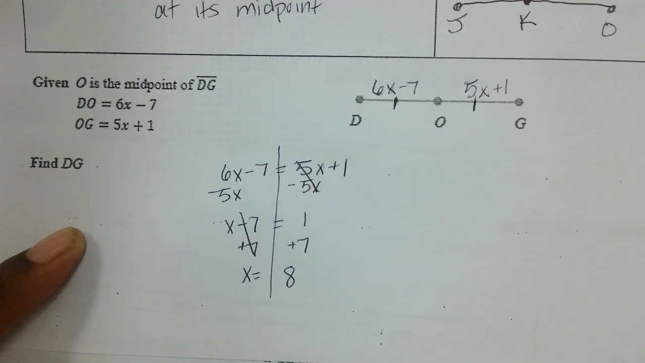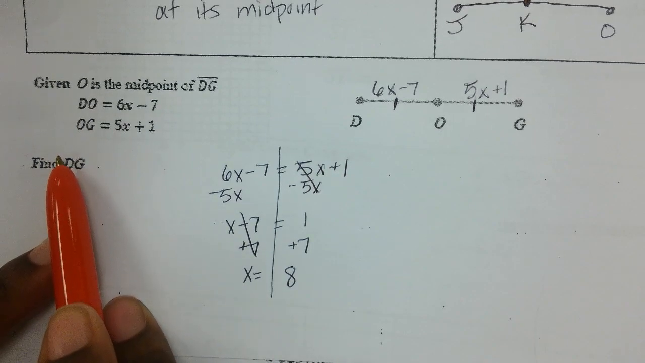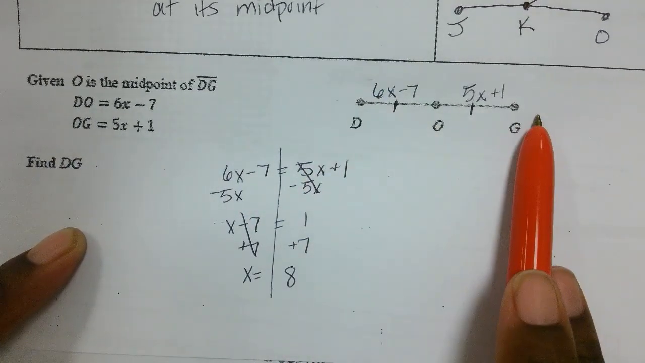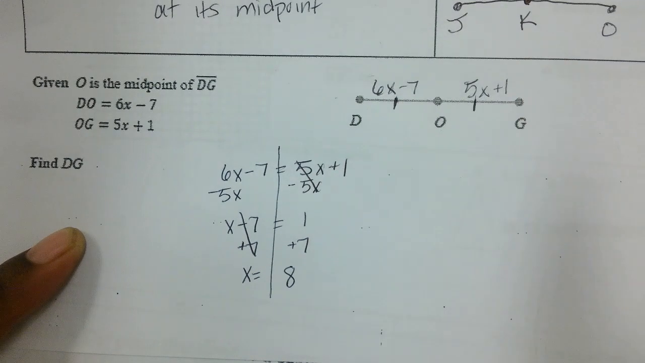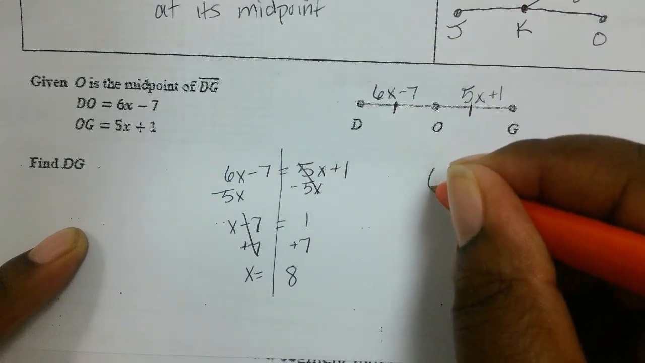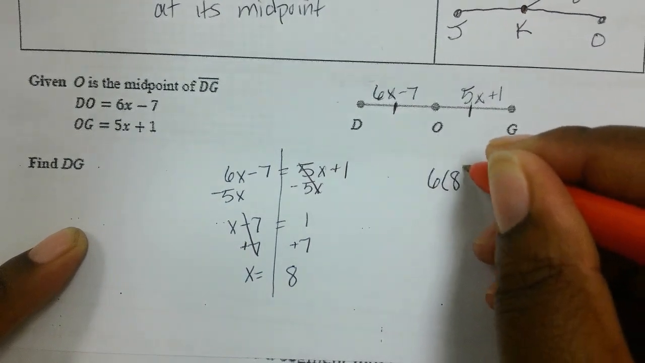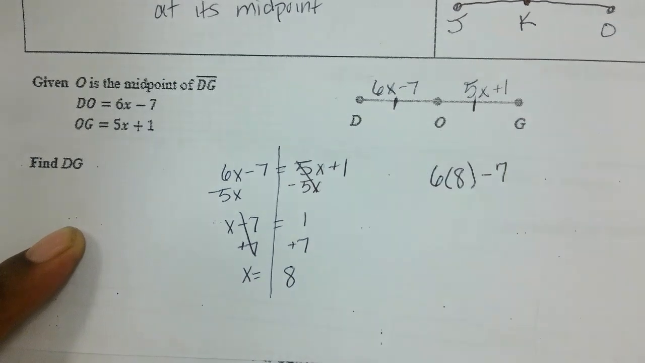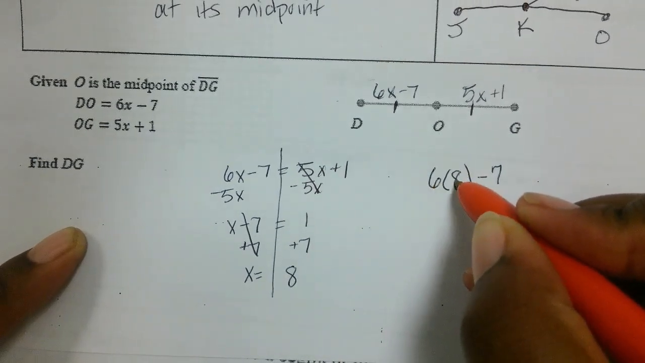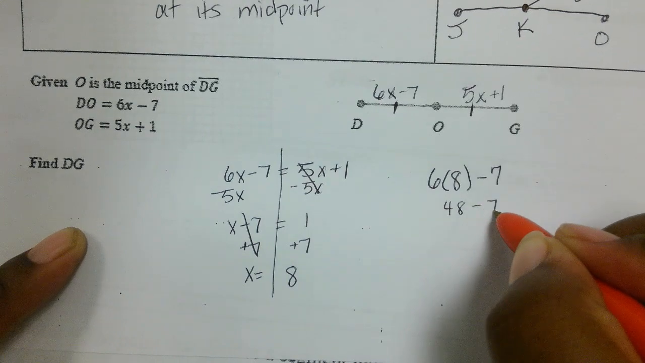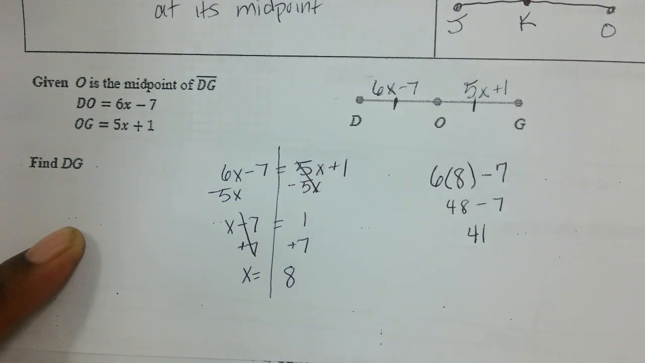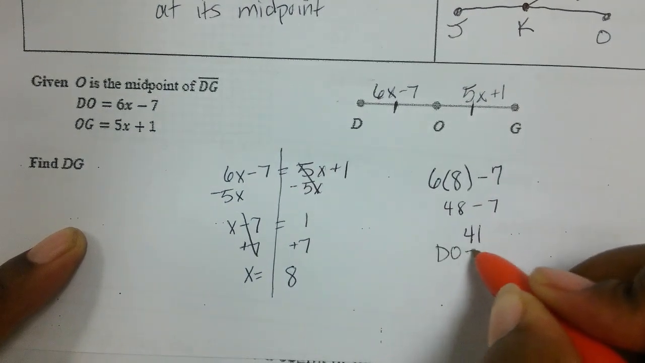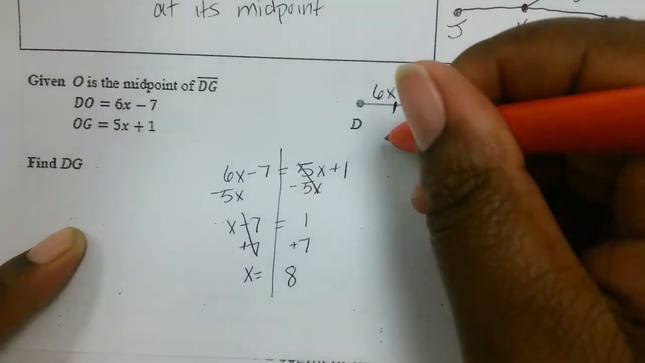So x equals 8. I didn't solve the question yet, though, because they didn't just ask me what x was equal to. They asked me what DG was. So I know DG is this whole segment. Well, if DO is 6x minus 7, I can plug 8 in for x, and I can evaluate that. 6 times 8 is 48, minus 7, that's 41. So I know that DO is equal to 41.